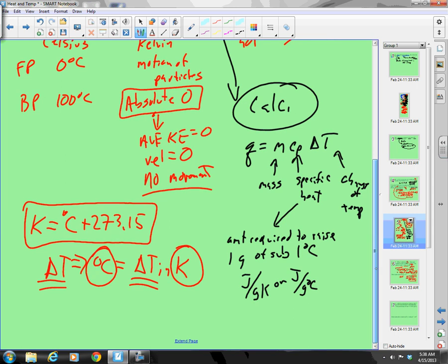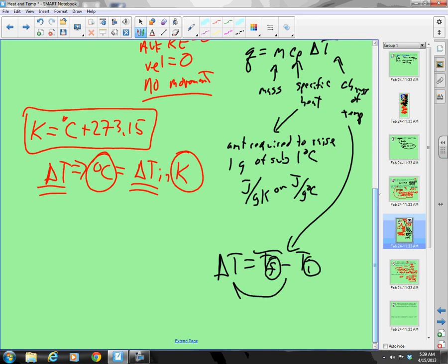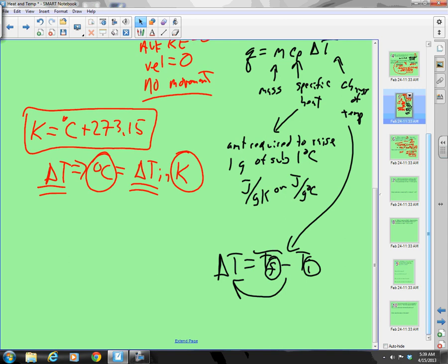And that delta T means what? My final temperature minus my initial temperature. Now, that doesn't always have to be positive. It can be negative. It all depends. I take my final temperature, subtract my initial temperature, and that's my delta T. Got it? That's what we did last time. Now, let's do a couple more questions, and then we are in great shape.